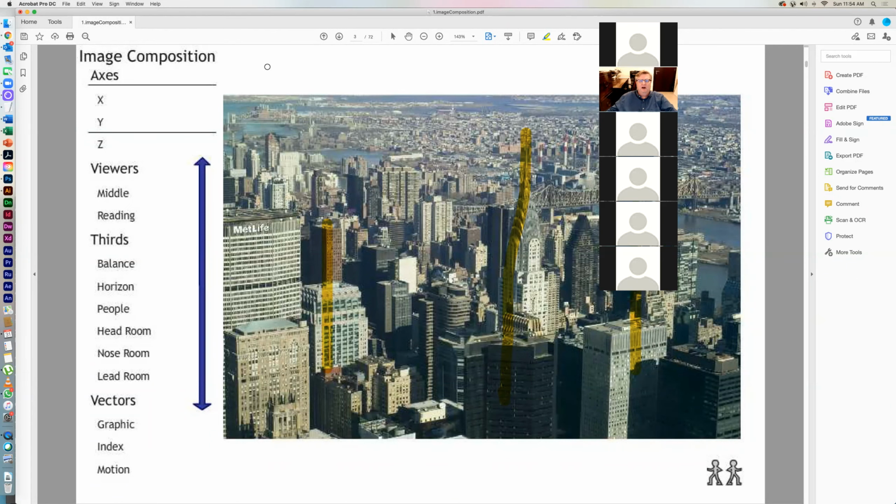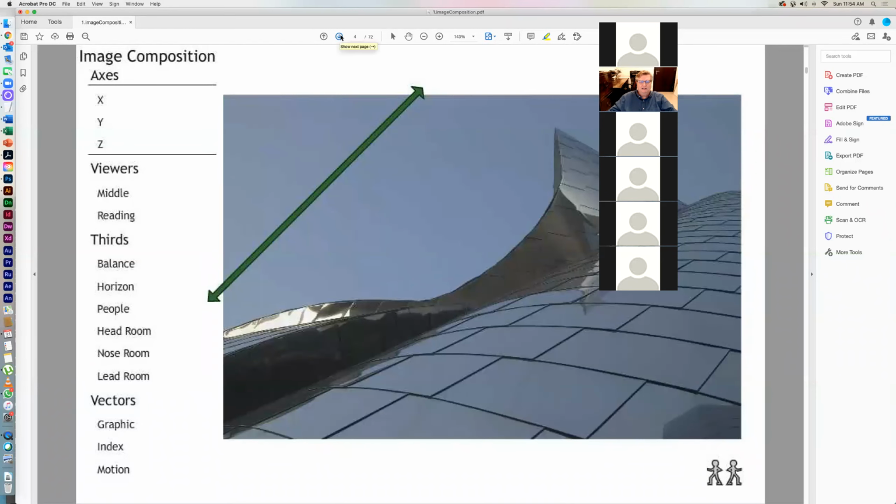And then finally, what I'm showing here is Frank Gehry modernist architecture. It's the Disney Concert Hall. There are so many diagonal lines and things in it. It just seems a little wild.